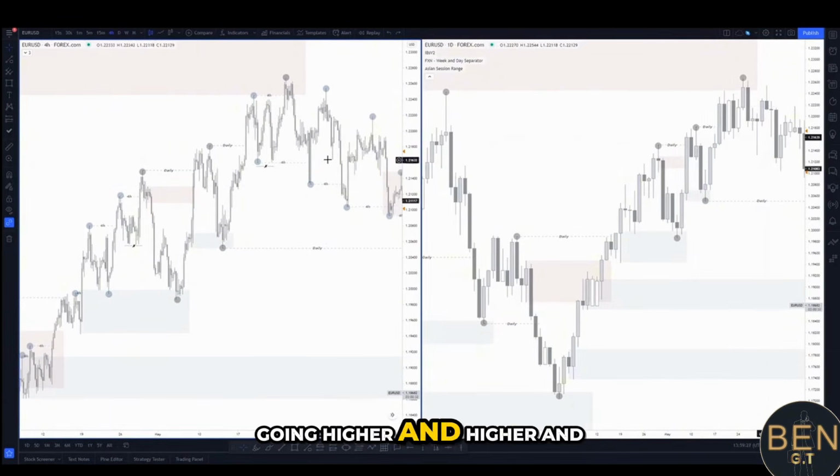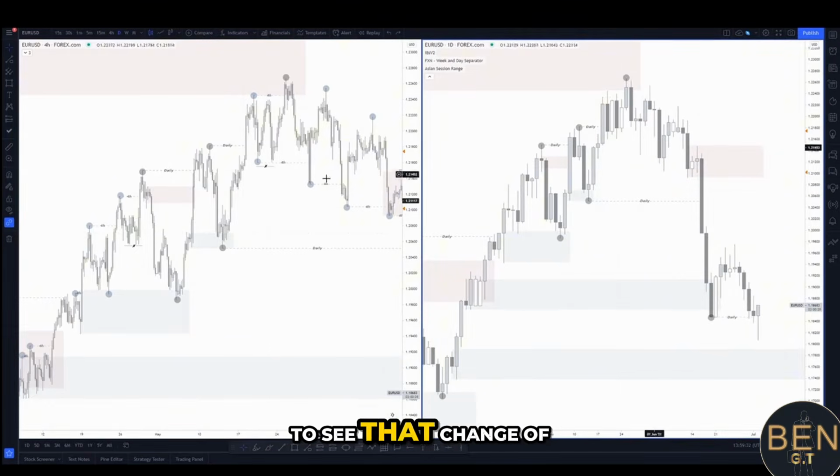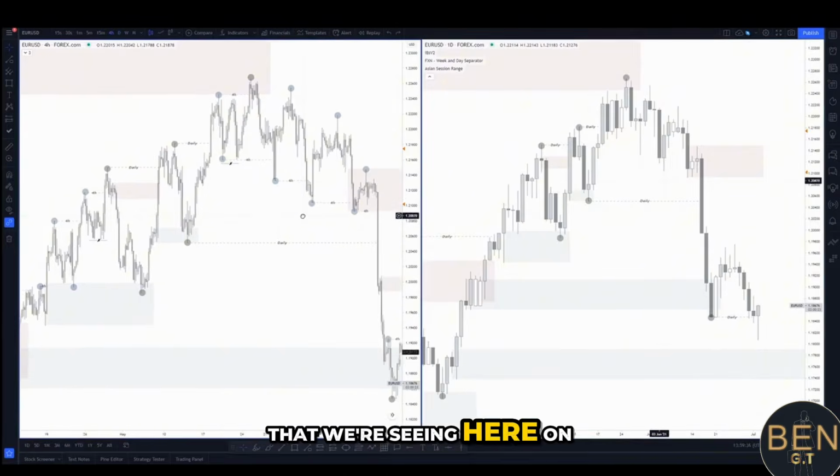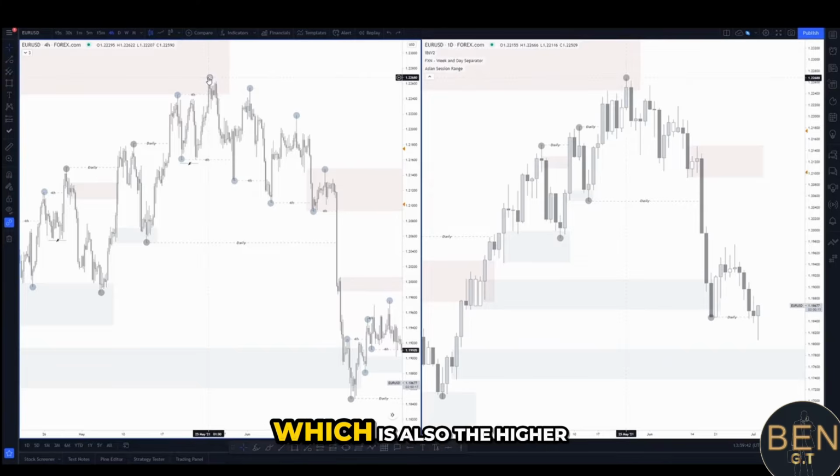And then as we just navigate our charts, this is where we start to see that change of character. This is where we're starting to see the beginning of the downtrend that we're seeing here on Euro US dollar. And what we can see is on the 4-hour chart, we create a high, we break that high, creating a higher high, which is also the higher high on the daily. But this is where things start to change a little bit.